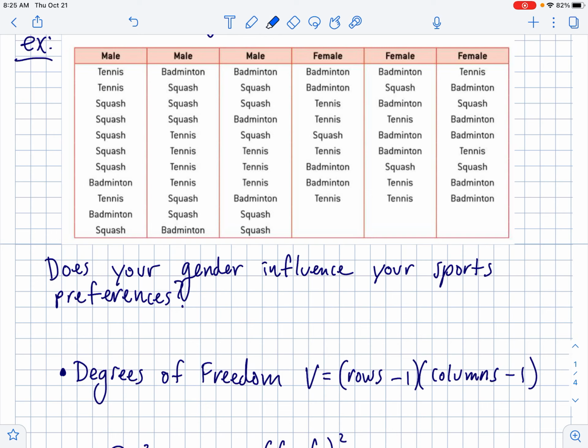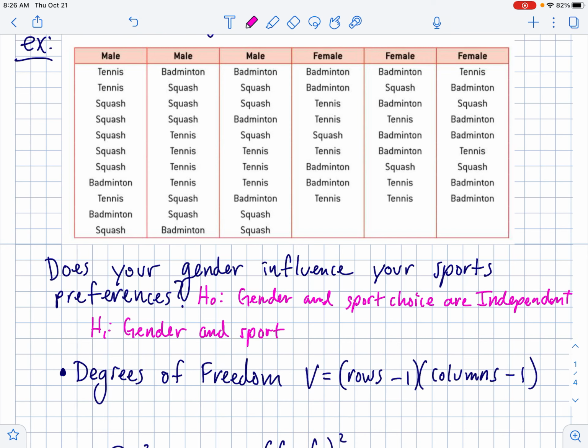So let's say you asked a bunch of men and women which racket sport they like to play: tennis, squash, or badminton. You asked males and females, and this was your response here. If you're going to run a chi-squared test on this data, you're trying to figure out if gender and sport preference are independent of each other or not. So here, the null hypothesis would be gender and sport choice are independent of each other. I'm just going to say independent because I'm running out of room. The alternative hypothesis would be that they're not independent.